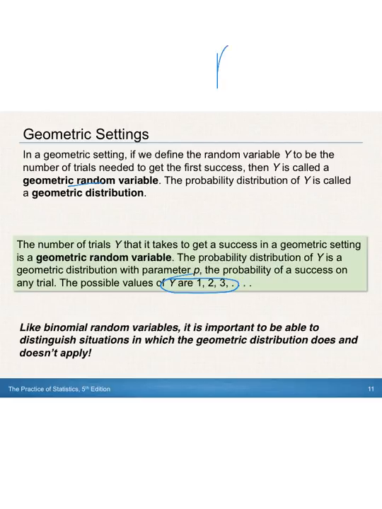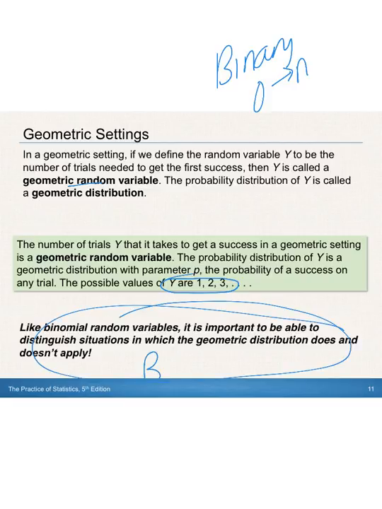Remember that for binomial, it could have been from 0 all the way to n, and for geometric it's 1, 2, and 3. It's important to be able to distinguish it. So if you see the B and the I and the S, then you look for the distinguishing factor. N, if you know it ahead of time, then it is binomial. And if you are looking for how many, then it's geometric.